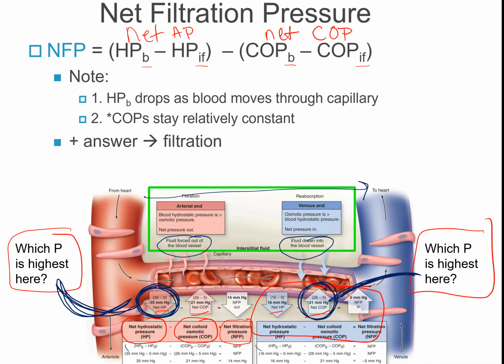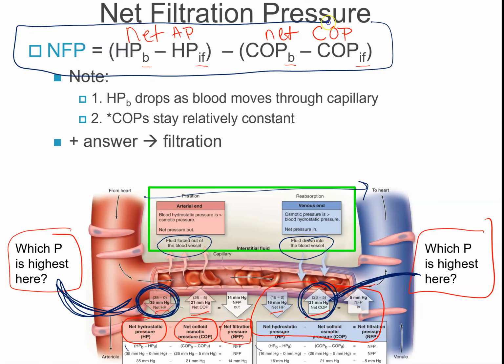So what's happening here is when you do this math, which we're not going to do, but when you do that math, if you get a positive number, meaning if your hydrostatic pressure is greater than your colloid osmotic pressure, that's when filtration happens. And that's always going to be the case at the arterial end.